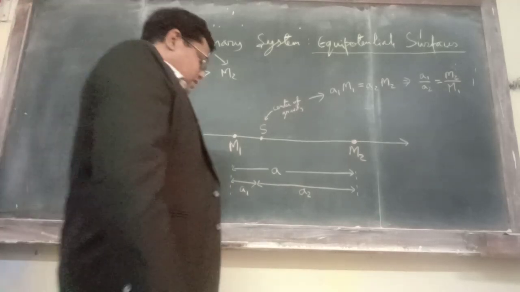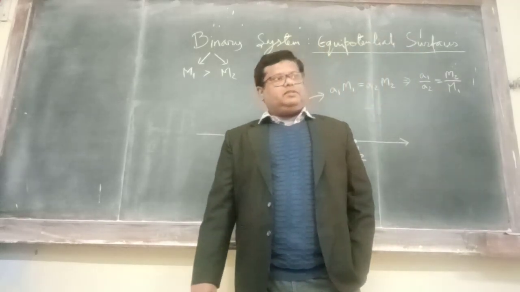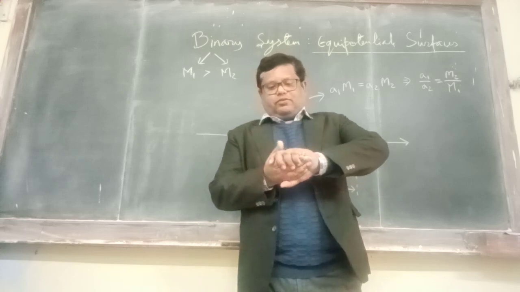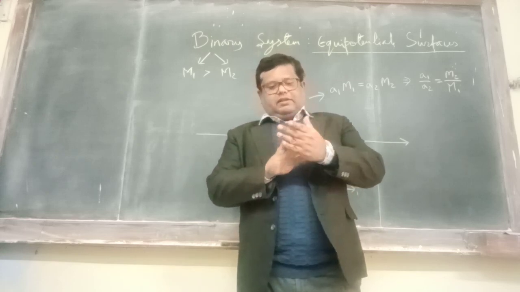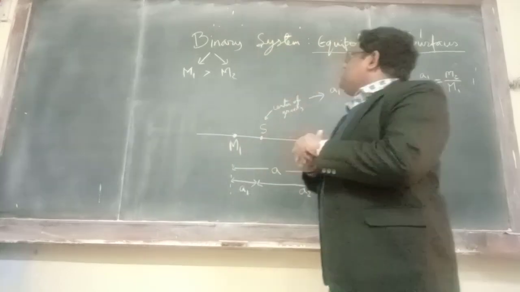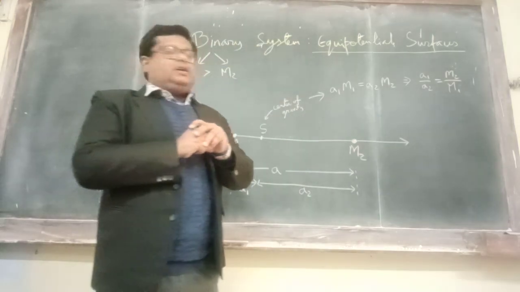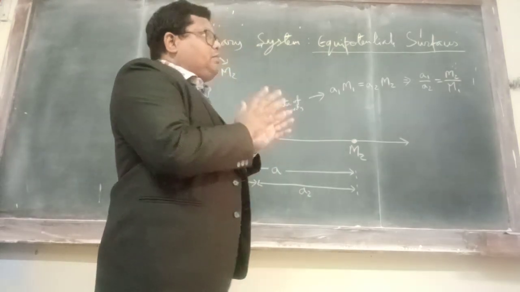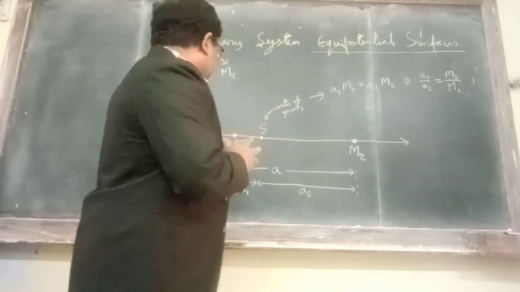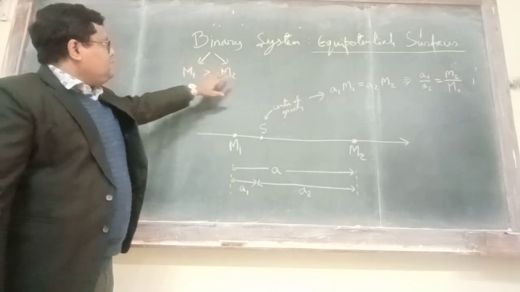Okay, so after discussing stellar astrophysics and related topics, now let us move forward to binary star systems. The first thing I have shown here is the equipotential surface of a binary star system. As you can see, this is a binary star system.